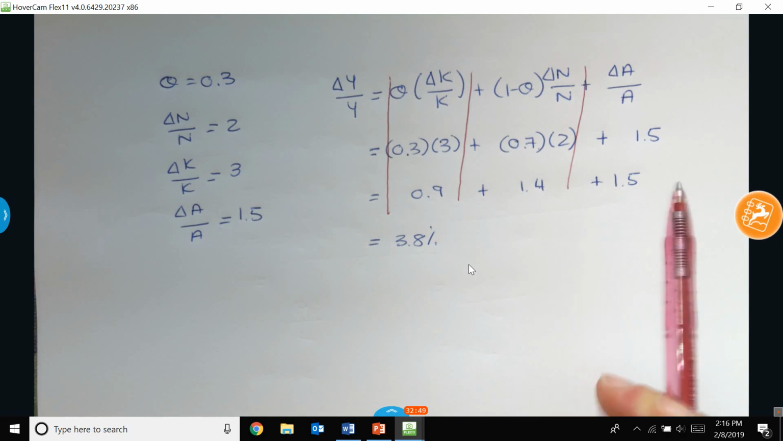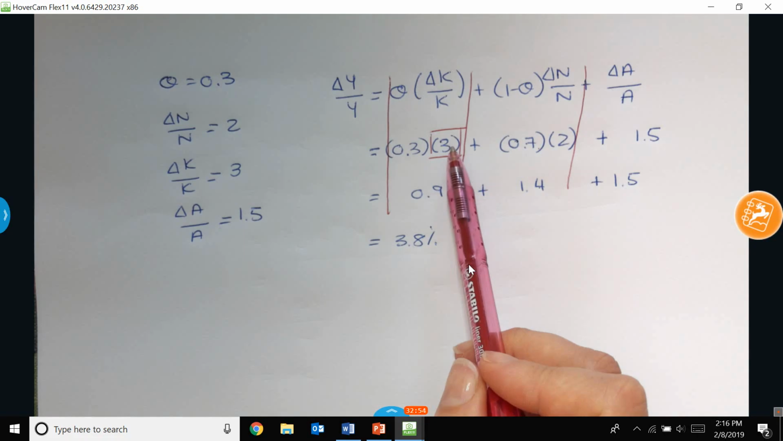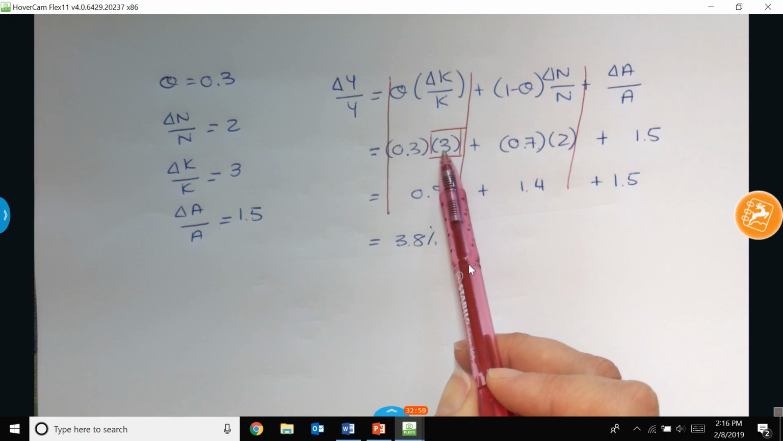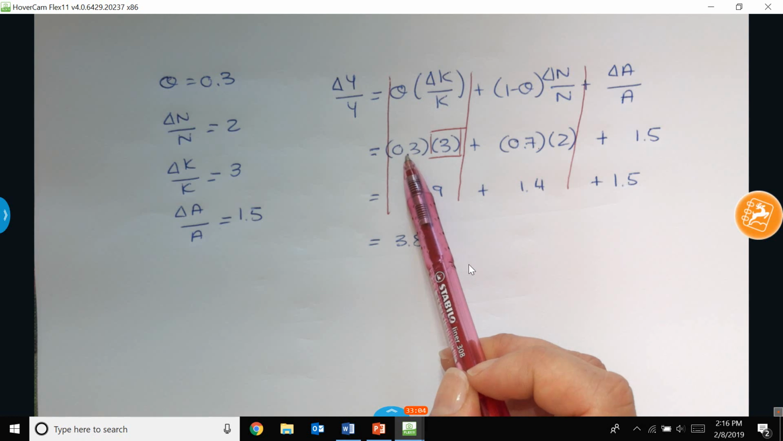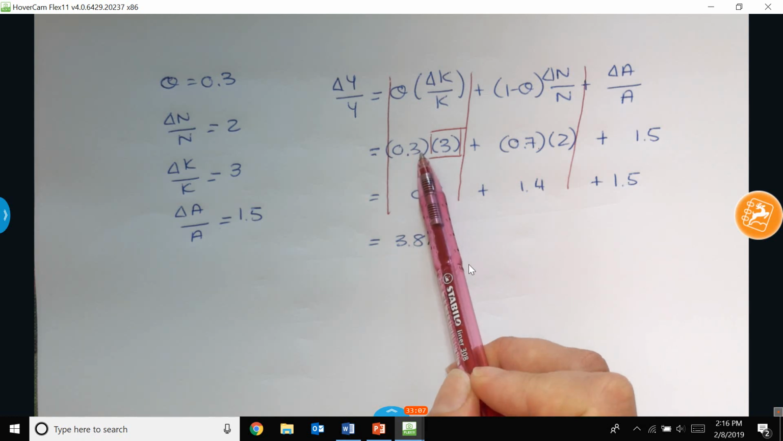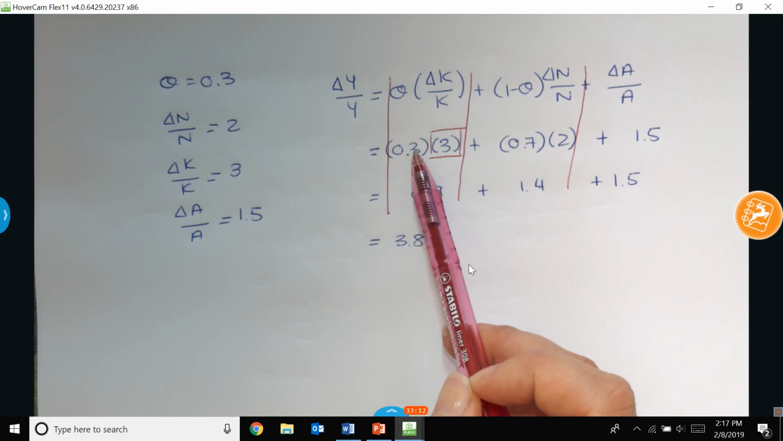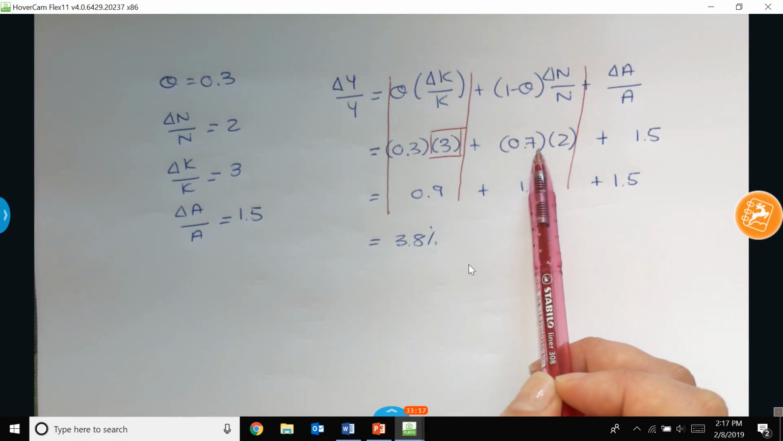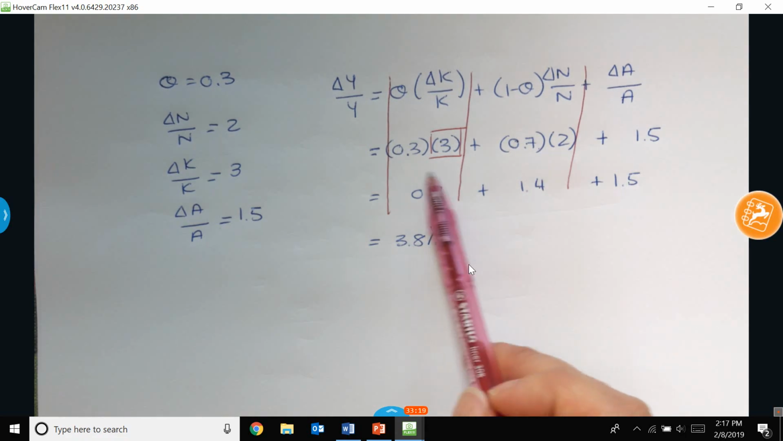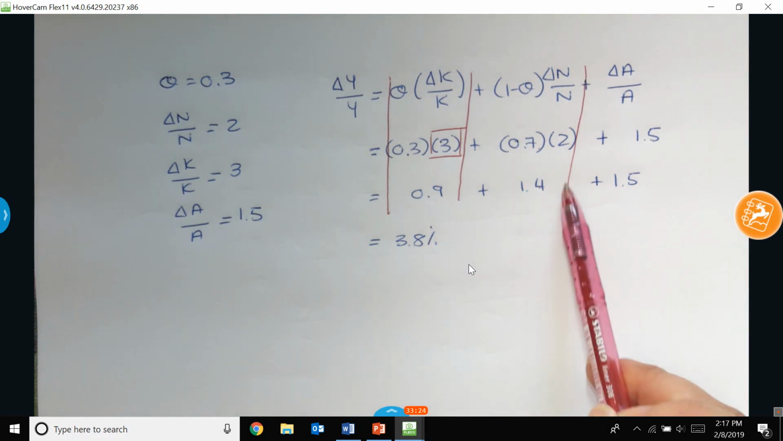The other thing to note, though, is that the growth in the capital stock was actually the highest. Okay, the capital stock growth rate was 3%. But because the share of capital stock in total output growth is only 0.3, in other words, because the share of capital stock in output growth is lower than the share of the population in total output growth, overall, the contribution of capital stock to output growth is lower than the contribution of labor to output growth.